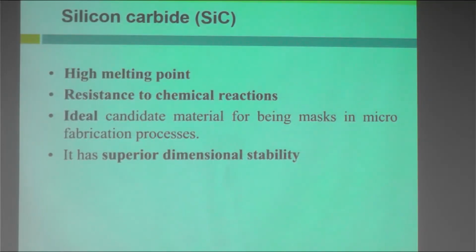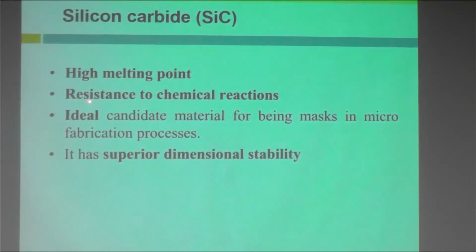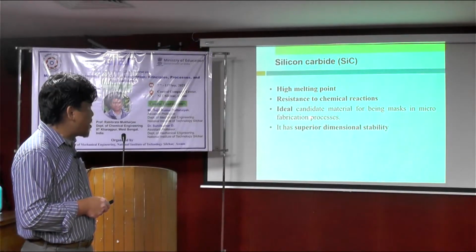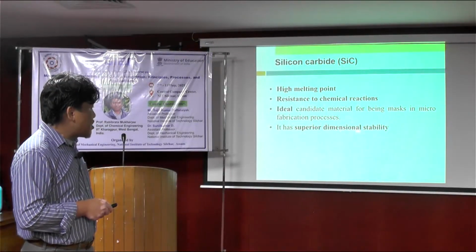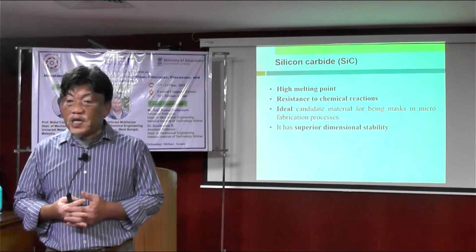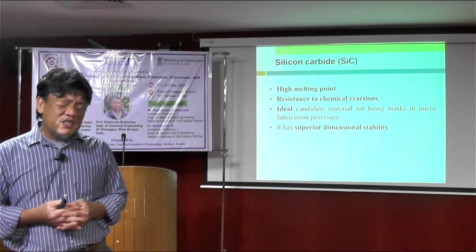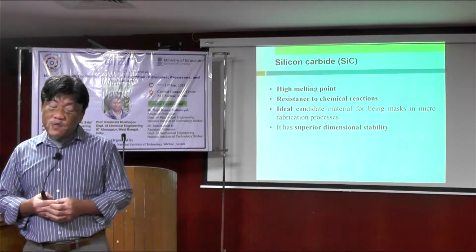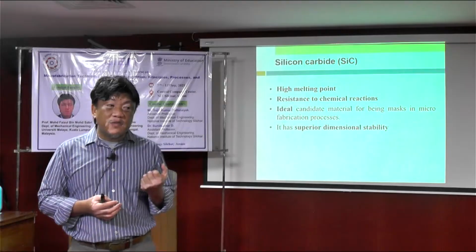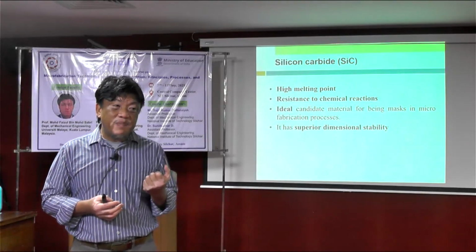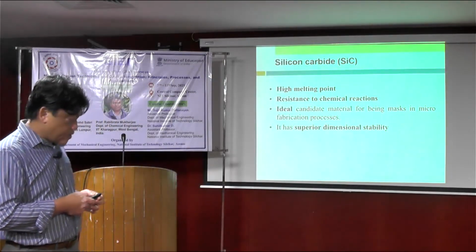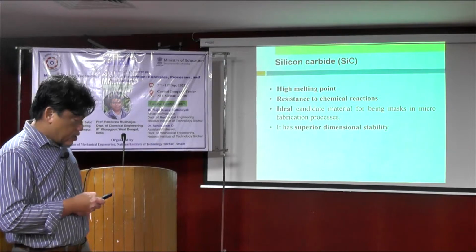And next is silicon carbide, with a high melting point and resistant to chemical reaction as well. Ideal candidate material for masking in microfabrication processes. It has superior dimensional stability. And now, silicon carbide has also been a new material. It's not a new material, but a new direction for the use of silicon carbide. People are talking about silicon carbide replacing silicon itself in the IC. So that is the direction of silicon carbide nowadays, an interesting material for IC design.